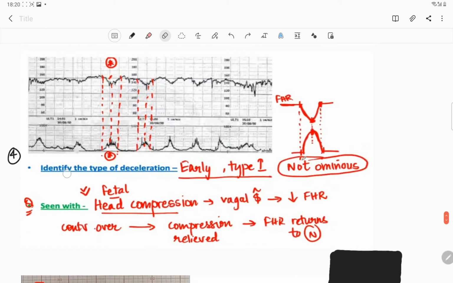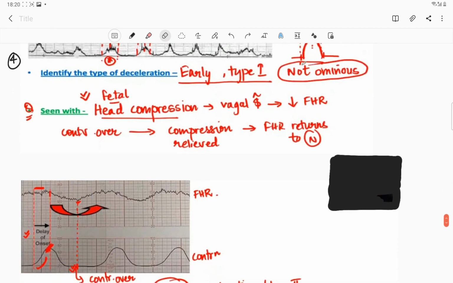In this trace, we have to identify the type of deceleration. As you can see, this is showing early or type 1 dips, which occur during fetal head compression, and it will activate vagal receptors, causing a decrease in the fetal heart rate, and when the contraction is over, compression is relieved and the fetal heart rate returns to normal.